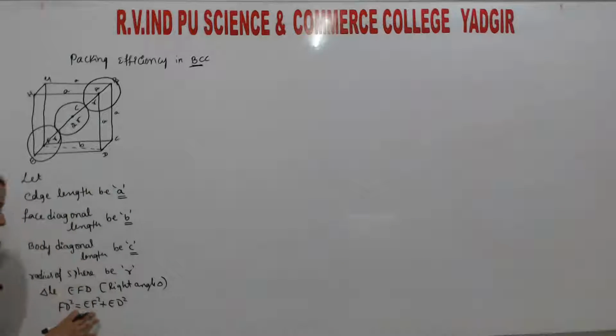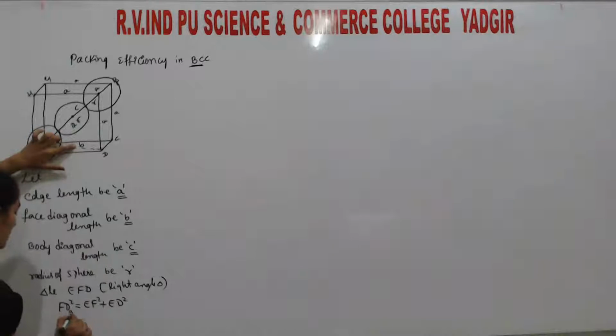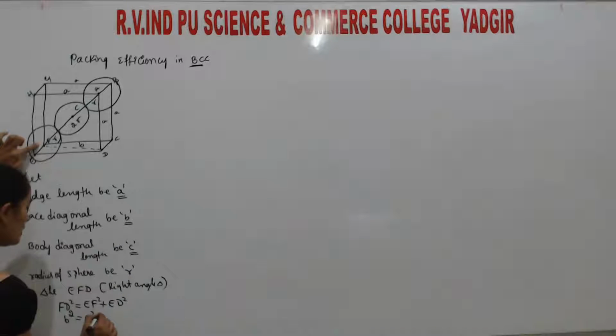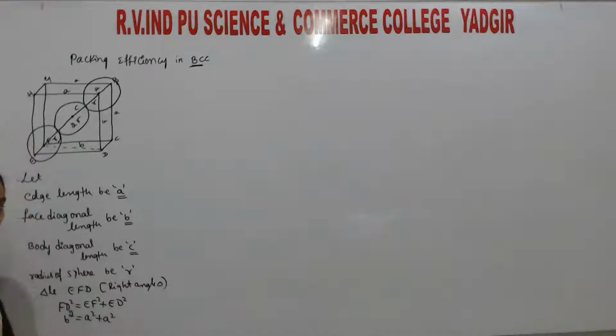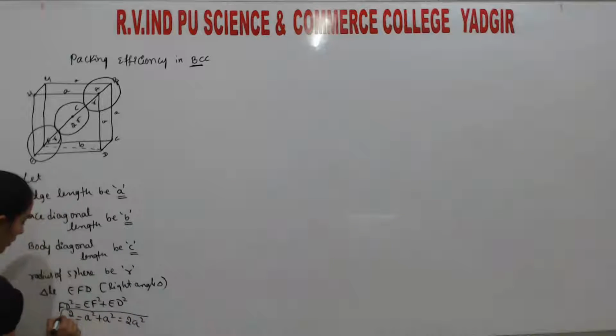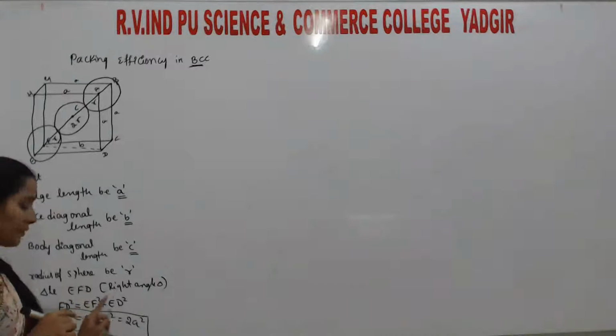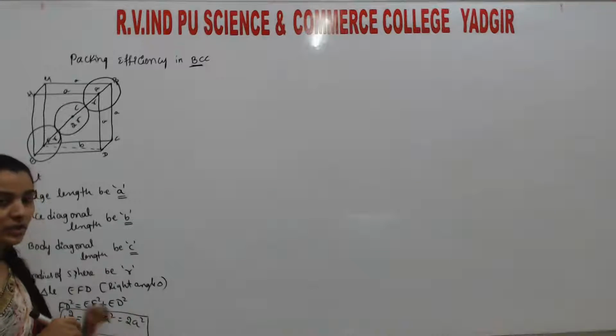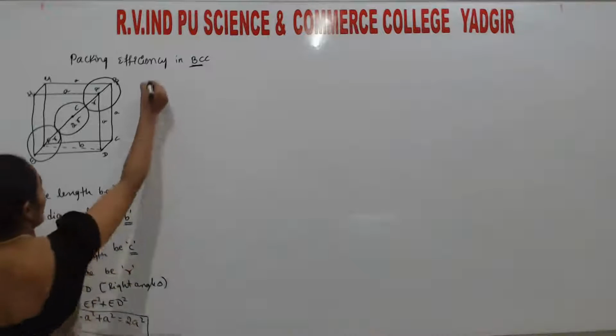So FD square is equal to EF square plus ED square. FD square here is b square, and this is a square plus a square. So b square is equal to 2a square. Remember this equation. From triangle EFD, FD square is equal to EF square plus ED square, b square is equal to a square plus a square, that is 2a square.